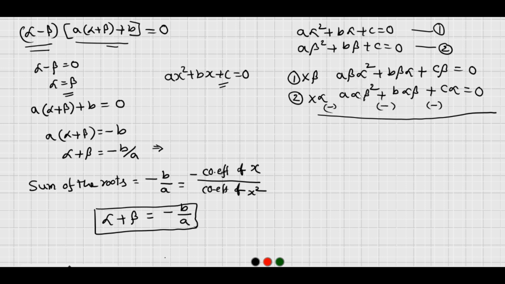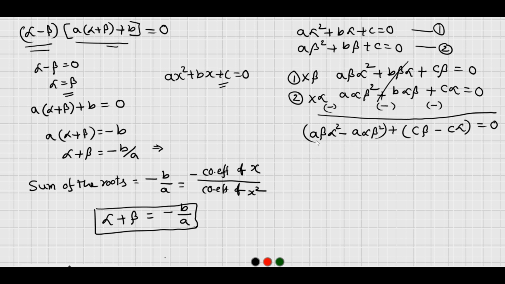So from these two I am writing here a beta alpha square minus a alpha beta square, right? I subtracted the first term. The second term will get cancelled. You can see here b alpha beta is there, so beta alpha multiplication will become the same. So we are cancelling this term. Now when I subtract this one, c beta minus c alpha is equal to 0, right?